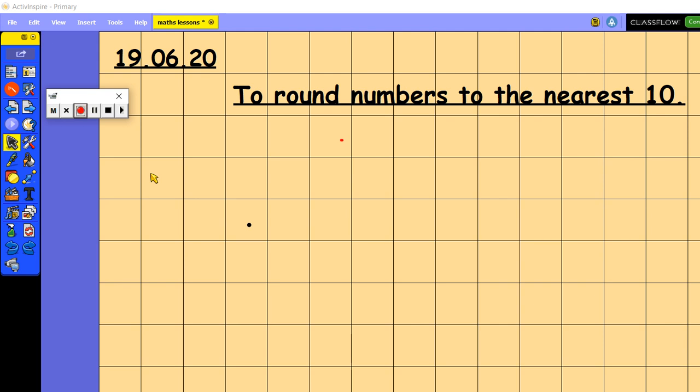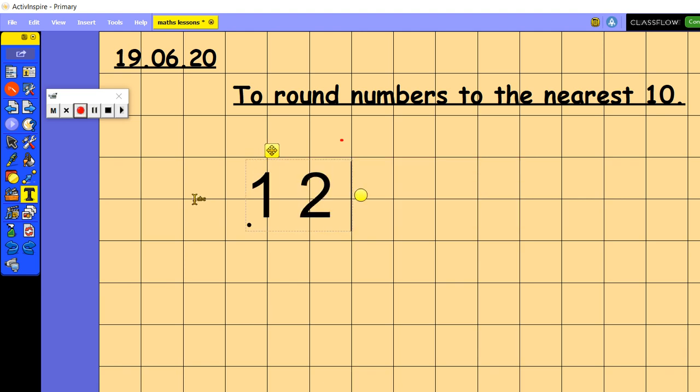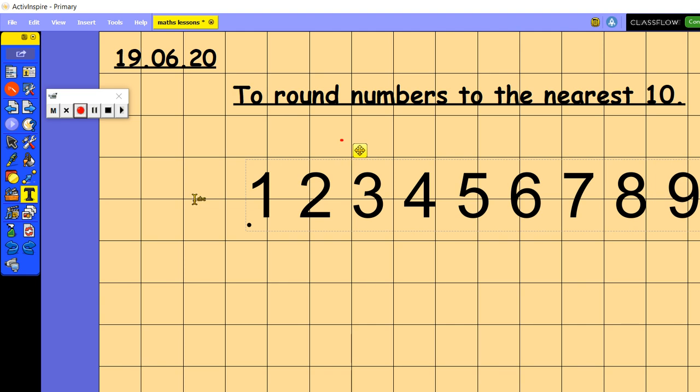So let's start by rounding some numbers to the nearest 10. We're going to have a look at the magic rule for rounding numbers to the nearest 10, and then you're going to have a go at making some numbers and rounding them as best you can. First of all, we're going to write the numbers out along the top of the page here. I'm just going to make my numbers a little bit bigger. So we're going to write the numbers 1, 2, 3, 4, 5, 6, 7, 8, and 9.